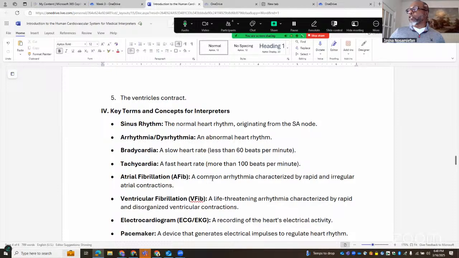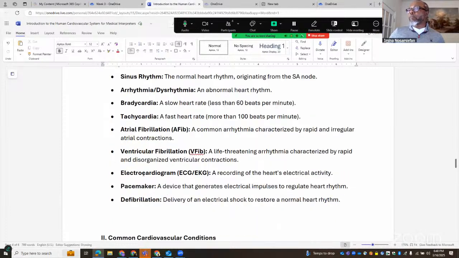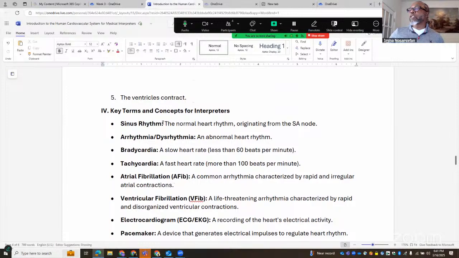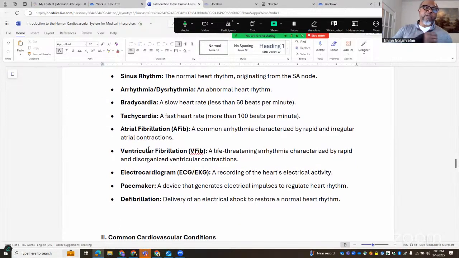So atrial fibrillation is a common arrhythmia caused by rapid, irregular atrial contractions. And then there's ventricular fibrillation. And then we've talked about the electrocardiogram, which I said is a recording of heart electrical activity. Pacemaker, I mentioned: a device that generates electrical impulses to regulate heart rhythm. So if the SA node is not functioning well, then they have to put a pacemaker somewhere there to help the heart out.